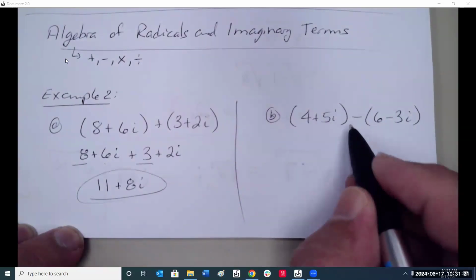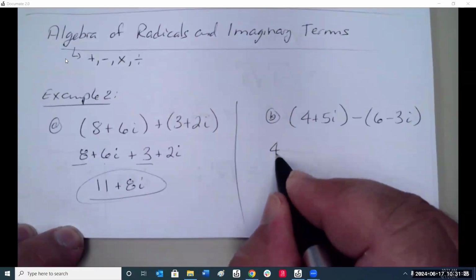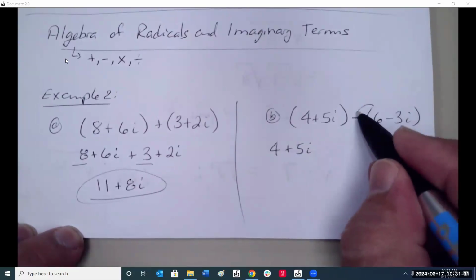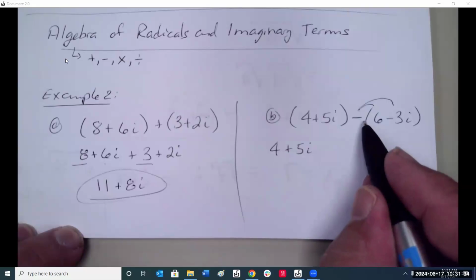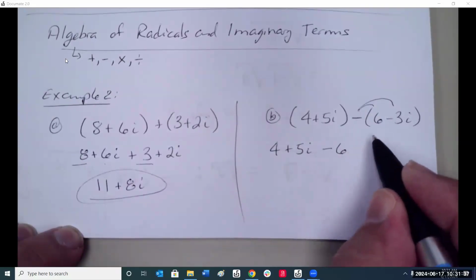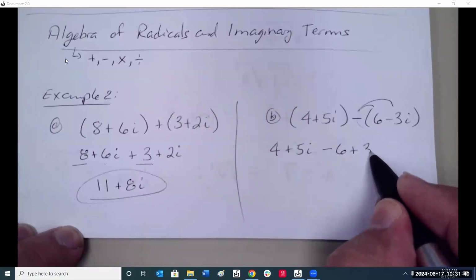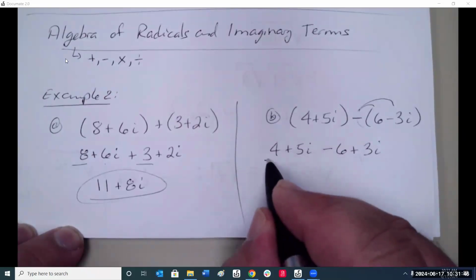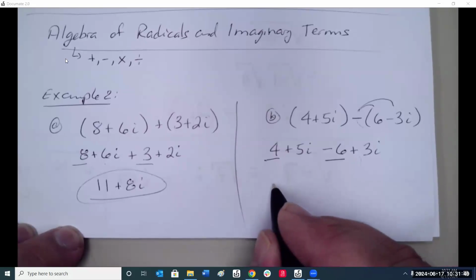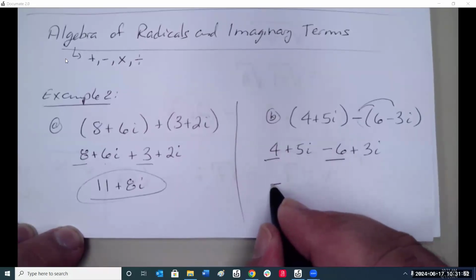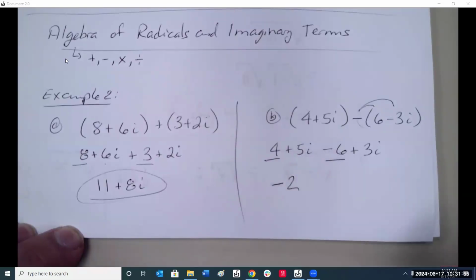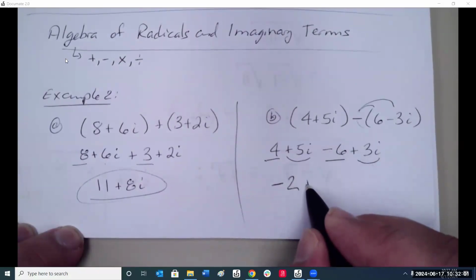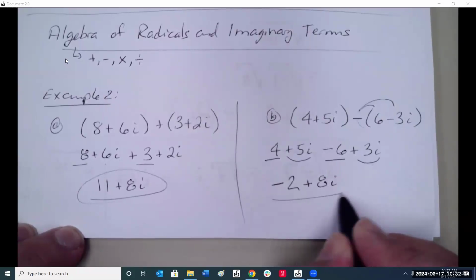Now, when you have a negative between them, the first one you can drop, there's nothing in front of it, so it's 4 plus 5i. But since the second one has a minus, we have to distribute it to each term inside the parentheses. So negative times positive is negative 6. Negative times negative is a positive 3i. Then combine like terms. 4 minus 6. 6 is bigger than 4, so it's negative. The answer is negative. 6 minus 4 is 2. 5i plus 3i. So 5 plus 3, they're both positive, so it's 8i. And there's your answer.